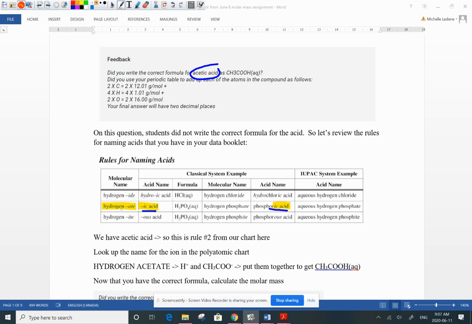We know it's going to be one of our polyatomic ions from our chart. It's going to be hydrogen, and then we have to look up the ate ending. Acetic means acetate. So we've got hydrogen and acetate ions, and we put them together and we get CH3COOH. Remember I said one way of recognizing that we have an acid is either an H at the beginning or a COOH at the end.